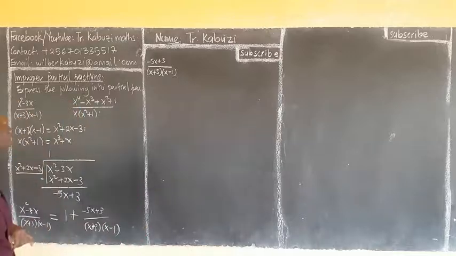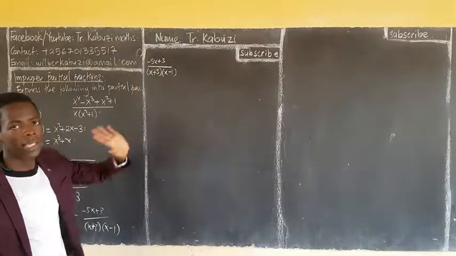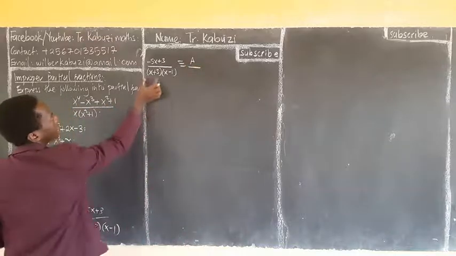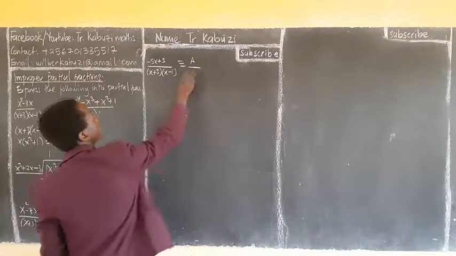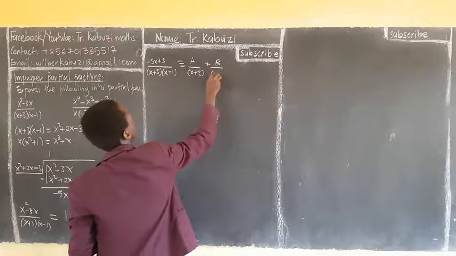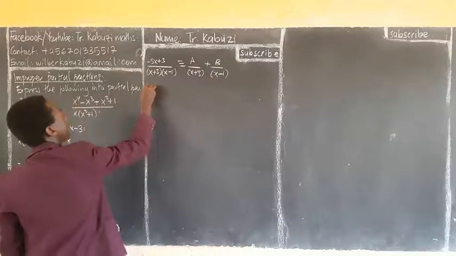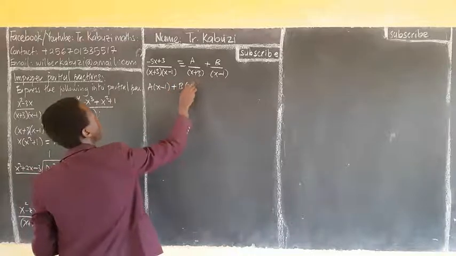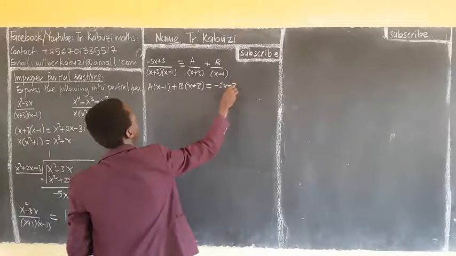Now we express this into partial fractions. We have seen that this power is 1 and this one is going to be 2. So it's proper. So to express it, we say this is A. This is the linear numerator, this is the linear. We say if it's linear, then the numerator should be a constant. Then from there, you cross multiply. Then we have A times x minus 1, then plus B times x plus 3 equal to negative 5x plus 3.